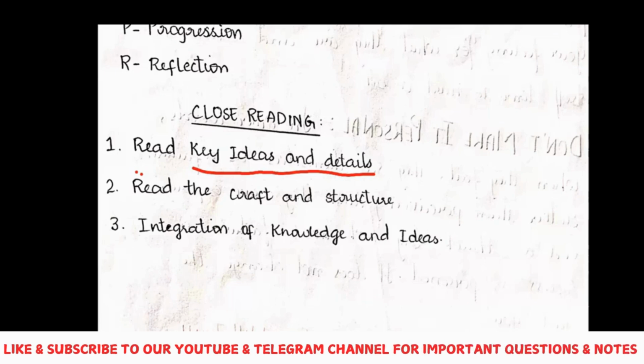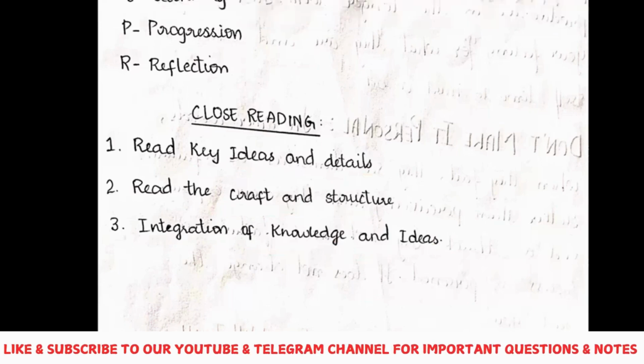And read the craft and structure and integration of knowledge and ideas. You can get some idea of what integration of knowledge and ideas is in this comprehension reading. Okay. And next one is module 4, writing and different modes of writing.